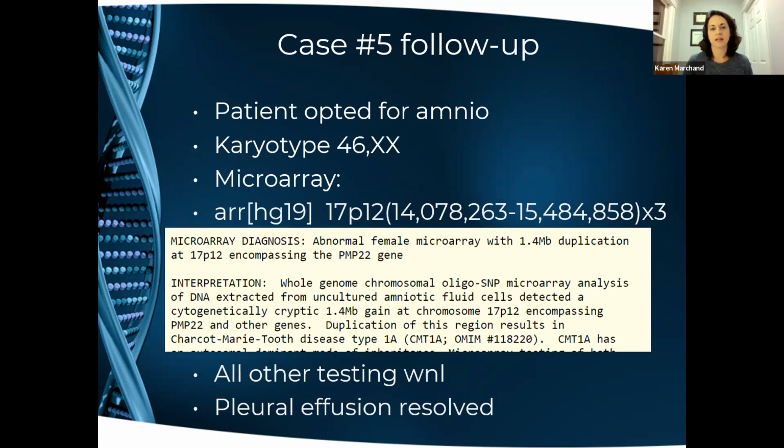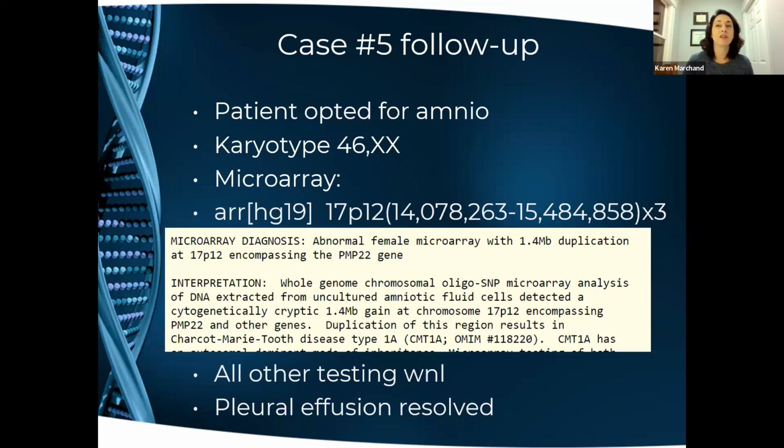This is the classic finding in individuals who have Charcot-Marie-Tooth type 1A. So that's an inherited peripheral neuropathy. And so in this case, we've diagnosed this fetus with an incidental condition. The fetus is diagnosed with a condition that may manifest in the teens through adulthood, and that certainly would impact the insurability for this fetus moving forward.